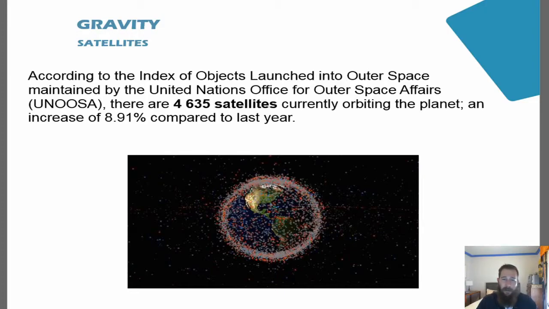Some of these will be used to give Wi-Fi to every location on the planet. That's one of the goals, I think, of Elon Musk's company.